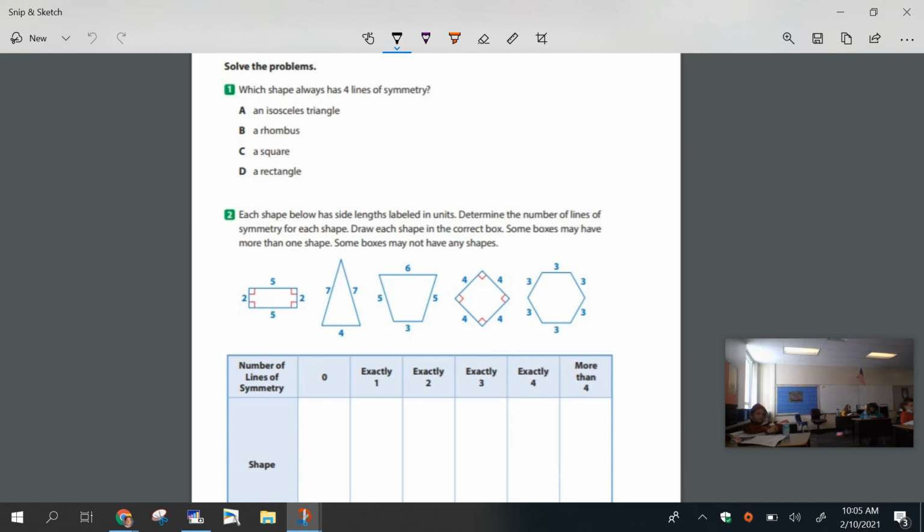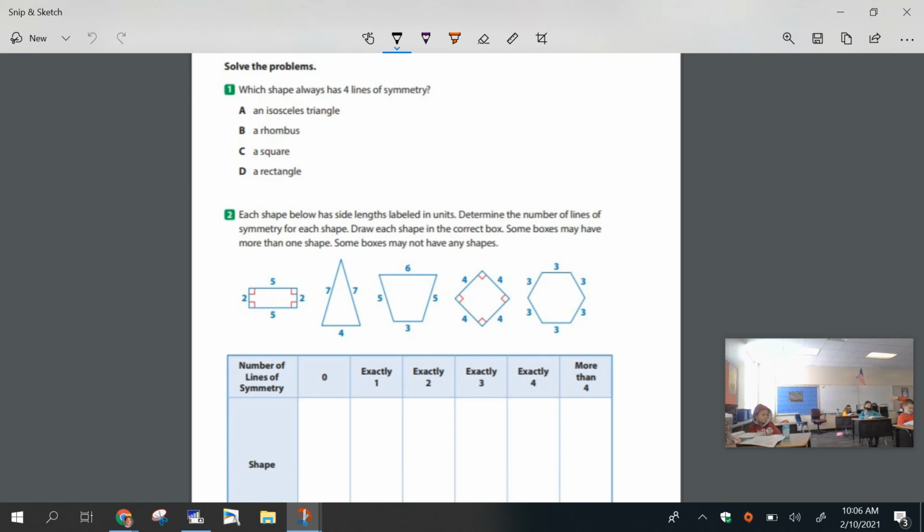Number one, which shape has 4 lines of symmetry? We're not worried about what we did not get done. We are checking over and looking at what we are on. Okay, Parker? That's what you emailed me about? Okay. So just pay attention. We're going to go over it. What has 4 lines of symmetry?